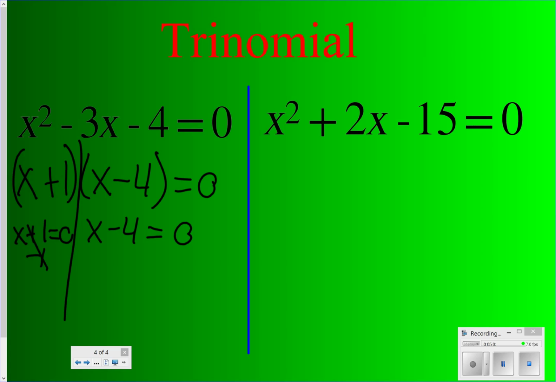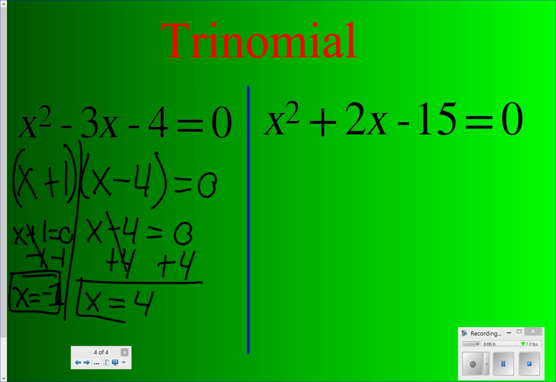So we're going to subtract 1, and that's going to cancel. I'm going to subtract 1 on the other side, and you're going to have x is equal to negative 1 as your first value for x. And on this side, you're going to add 4, and that's going to cancel. And you're going to add 4 over here, and you're going to have x is equal to positive 4 as your other value for x.